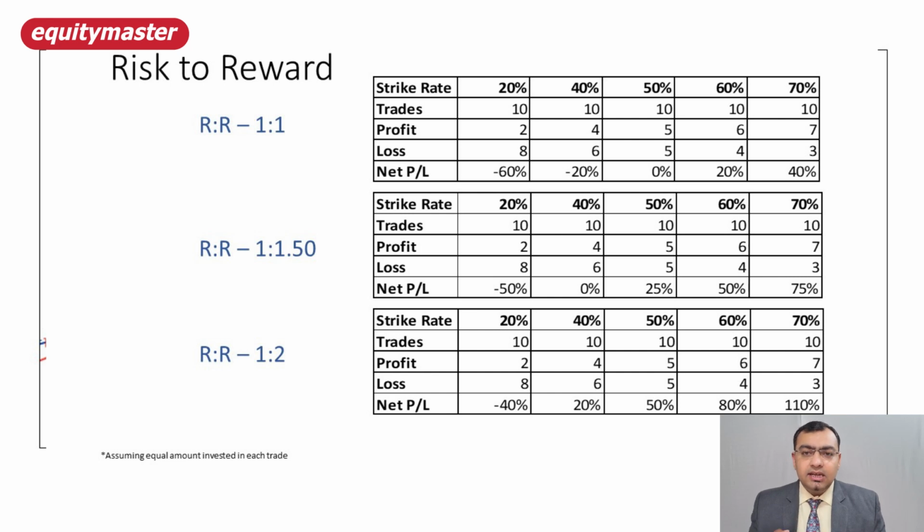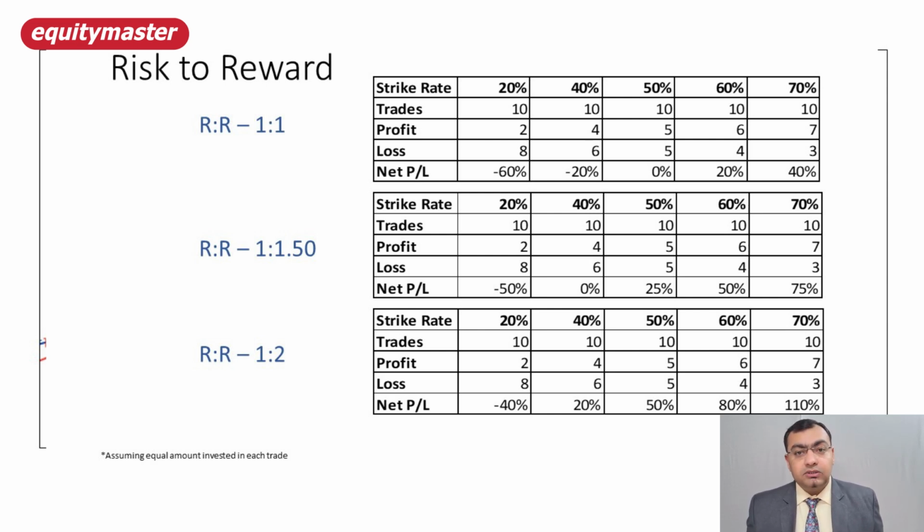Let's take 10 trades as an example. In this case, the strike rate, or win rate, or hit rate, is 20% of your trades. So out of 10 trades, you managed to profit on only 2 trades. I'm assuming you are investing a fixed amount per trade. At the end of the 10 trades, if you are deploying 10% of capital on every trade, the 2 profitable trades give you 20%, but the losing trades take off 80%. So in the net you are down 60%.